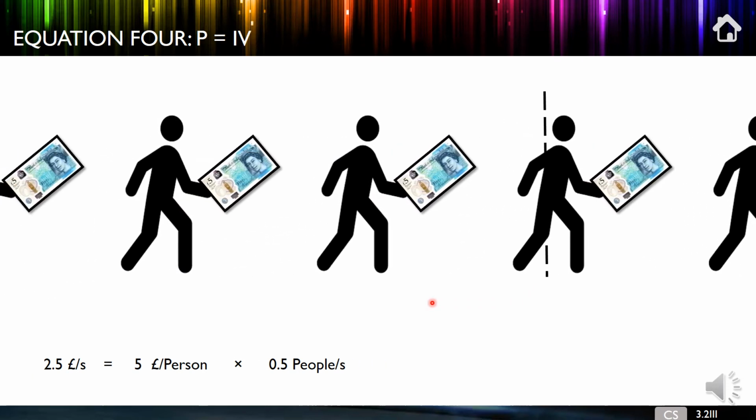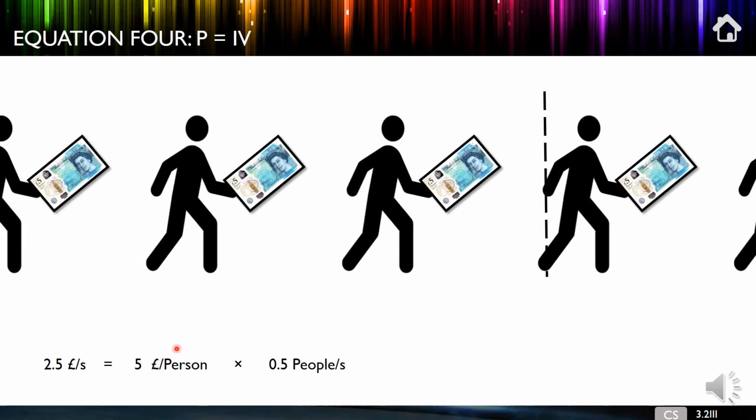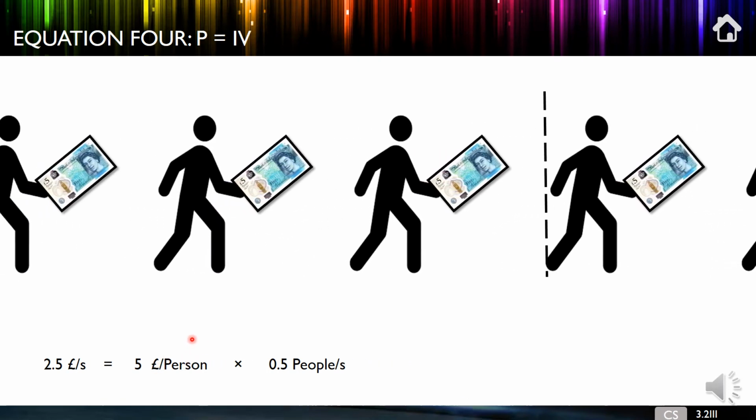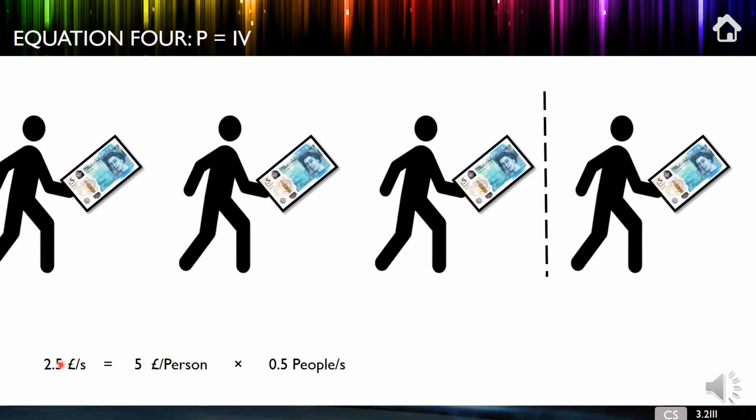So energy is represented by money. The person represents a coulomb or an electron, if you want to think of it that way. And finally, we have power is energy per second, or money per second.